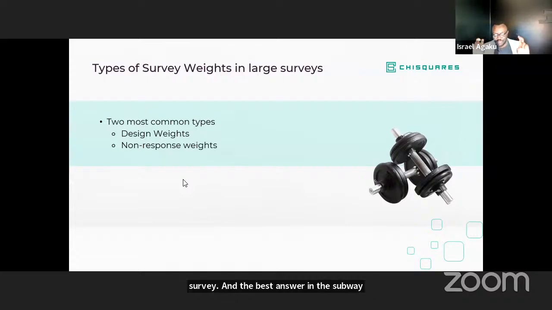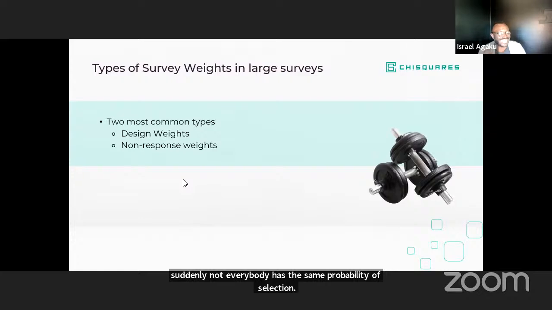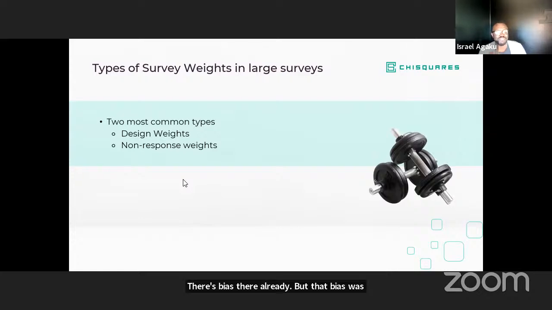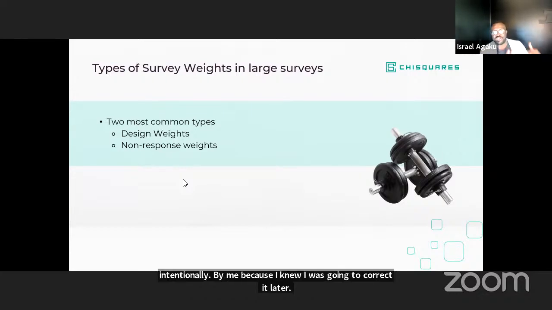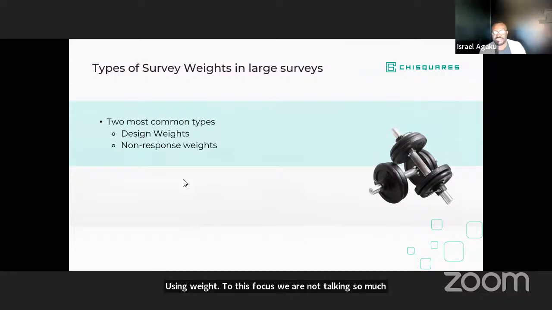If I caused the problem, in quotes, in how I designed the survey, that is called design weight, because it has to do with the design of the study. So let's say I oversampled from one population. Oversampling means that the people I oversampled have a higher likelihood of being selected. So suddenly, not everybody has the same probability of selection. There's a bias there already. But that bias was injected intentionally by me because I knew I was going to correct it later using weights. Today's focus is not so much on design weights, just because we've talked about them extensively last time.